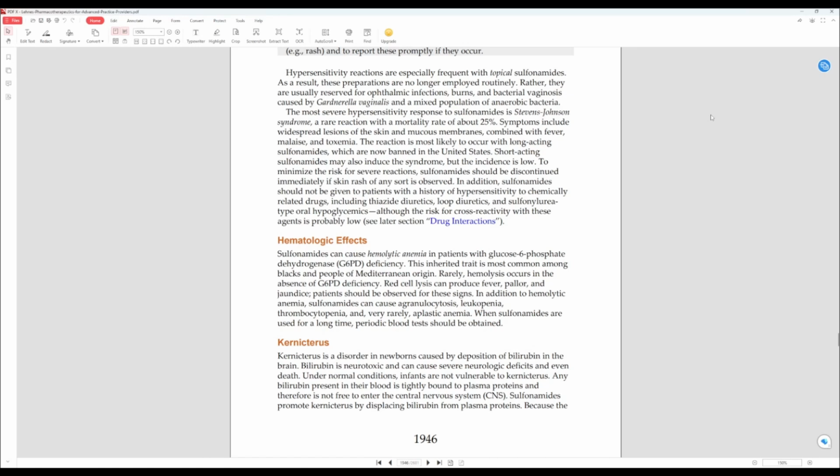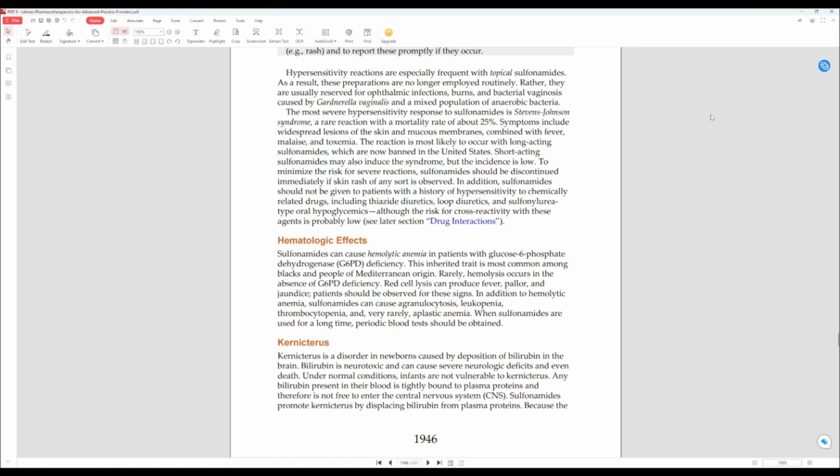The most serious hypersensitivity response to sulfonamides is Stevens-Johnson syndrome, which is a rare reaction with a mortality rate of about 25%. Symptoms include widespread lesions of the skin and mucous membranes, combined with fever, malaise, and toxemia. The reaction is most likely to occur with long-acting sulfonamides, which are now banned in the US. Short-acting sulfonamides may also induce the syndrome, but the incidence is considered low.